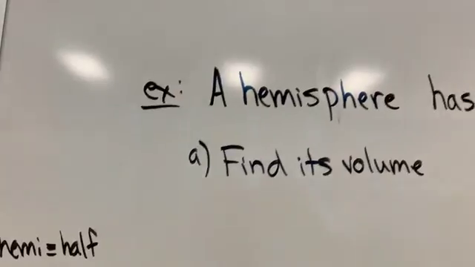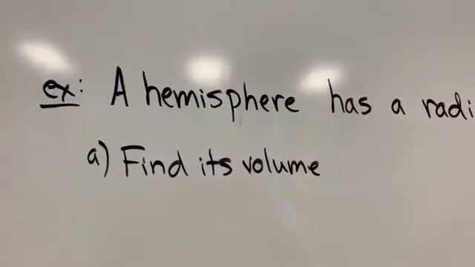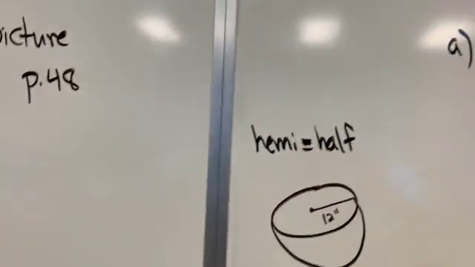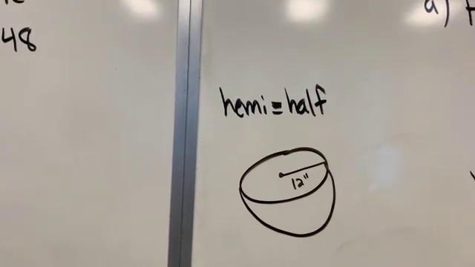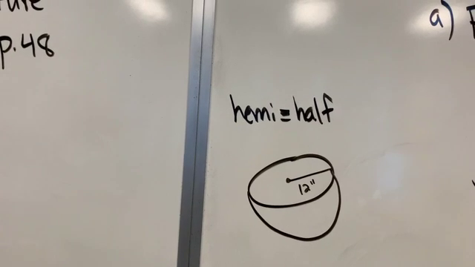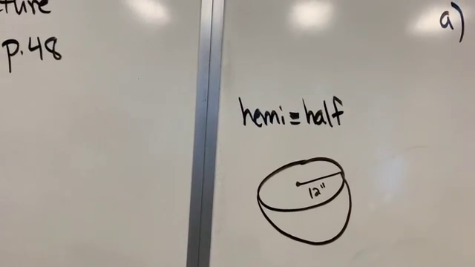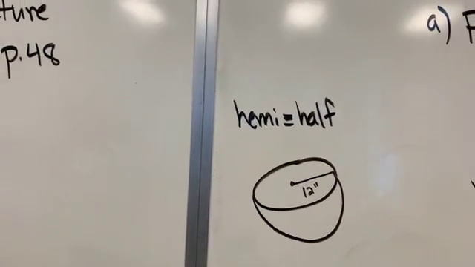The volume is actually pretty straightforward. A hemisphere just means you've cut your sphere in half. So imagine you got a nice round orange or ball or whatever, and you cut it exactly in half. Probably an orange is a better one. Pick a sharp knife, slice it right in half.